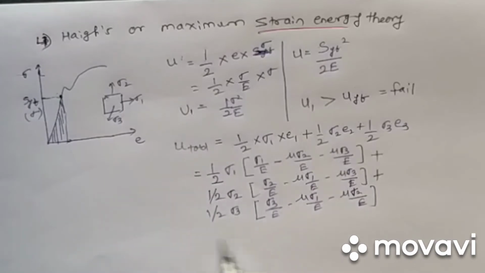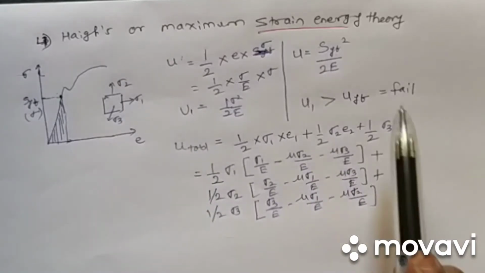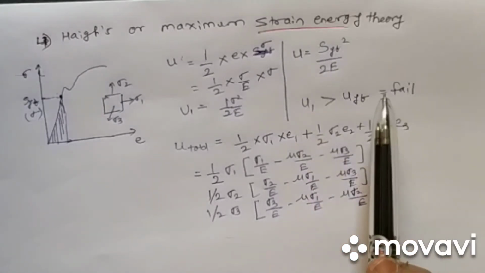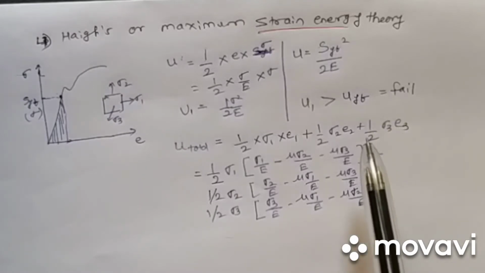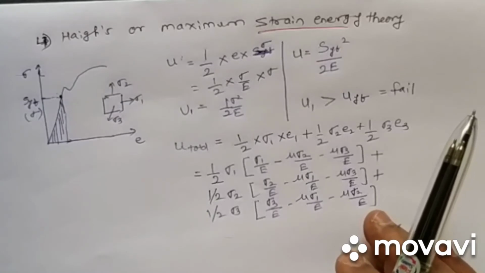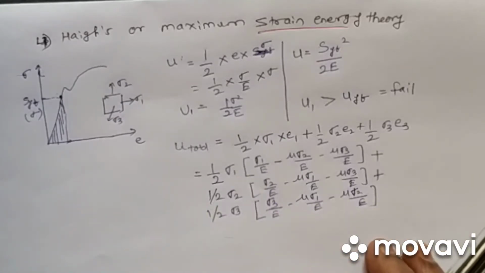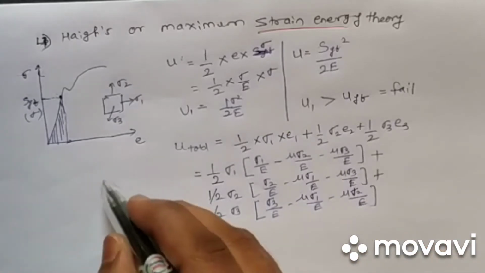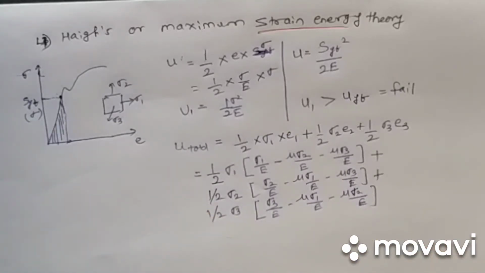This total energy which we have found out should be lesser than the strain energy at yield point. Only under this condition will the material be safe, otherwise it will fail. If we go into the derivation, we will find that the representation of this area is an ellipse. So we will represent it on the graph.